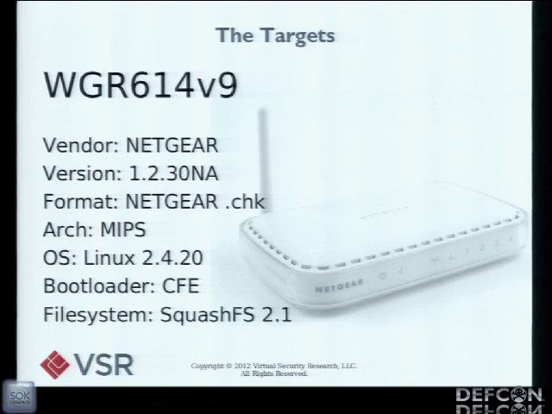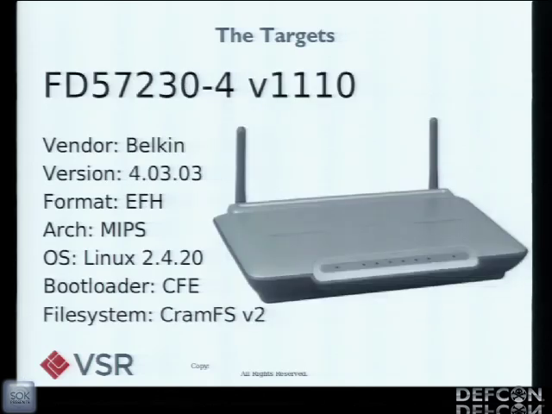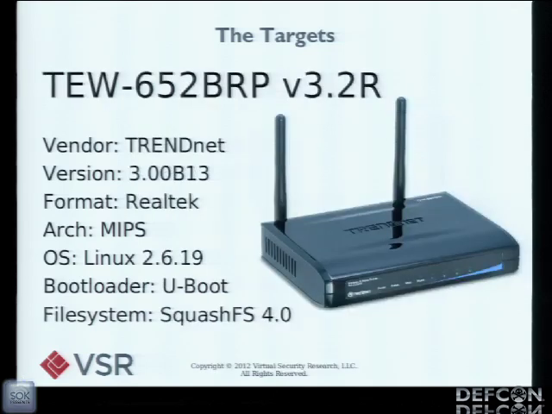version 3.0. The next router that I looked at was a WGR 614 version 9. Pretty much the same specs across the board, except it's using an older version of squashfs. The next router was the Belkin F5D7234 version 1110. It uses the extended firmware header format, which is proprietary to Belkin, I believe. Again, MIPS, the same old version of Linux, the same bootloader, but this uses the read-only CRAMFS file system.